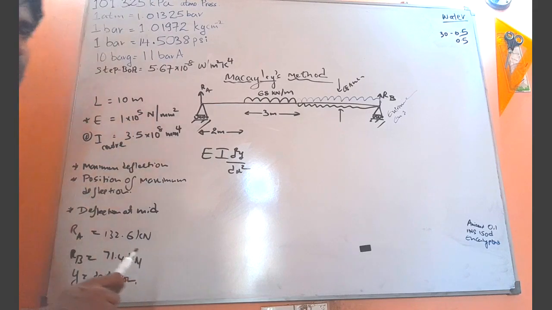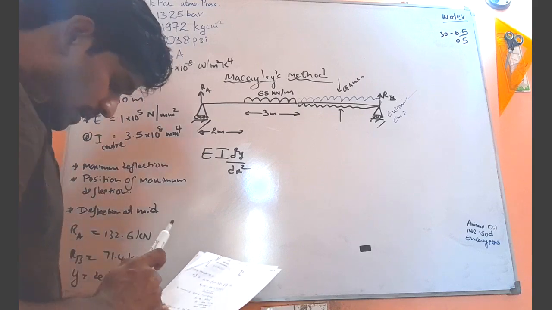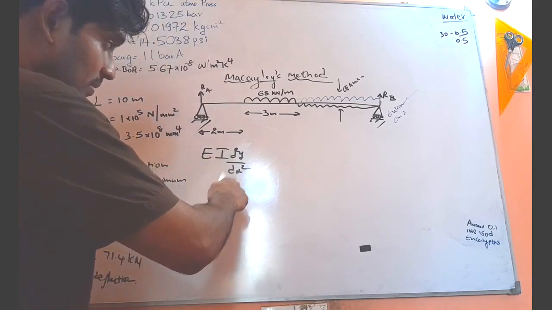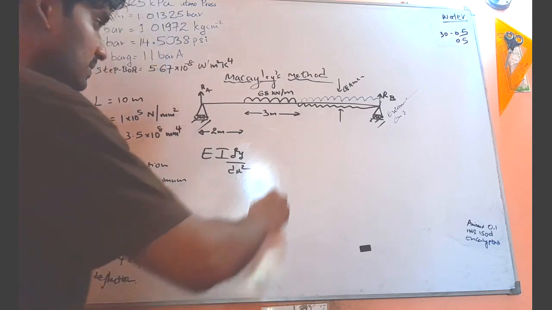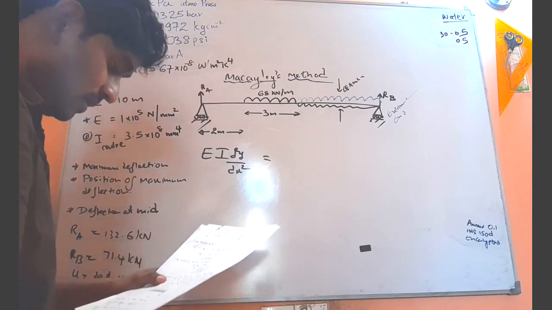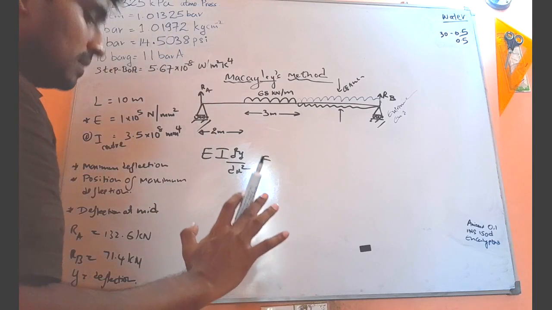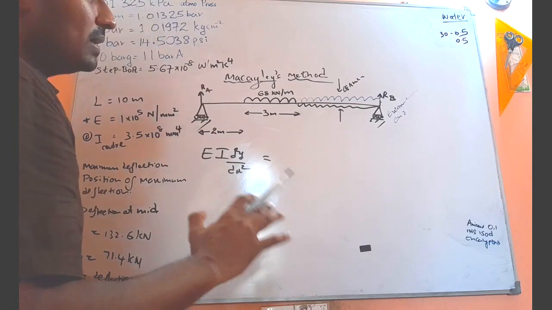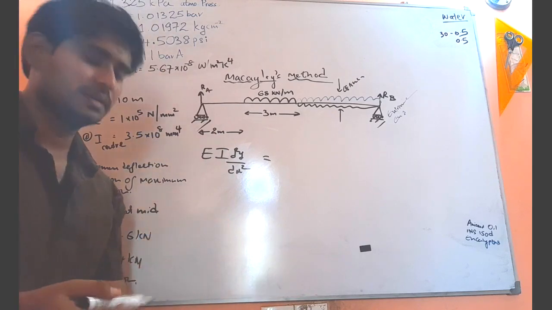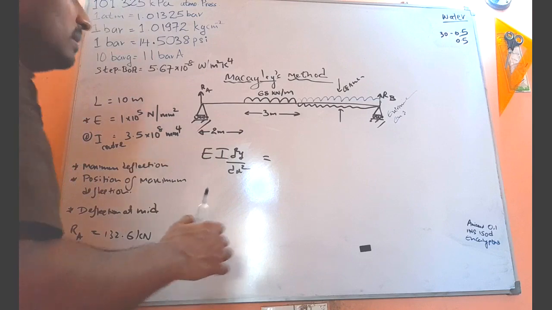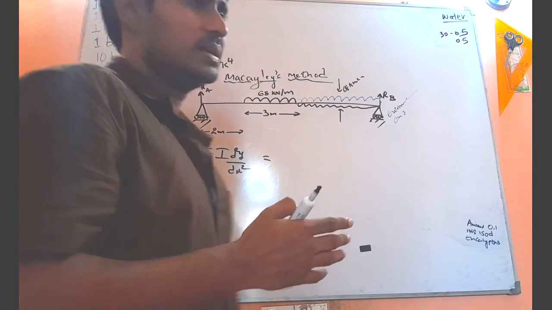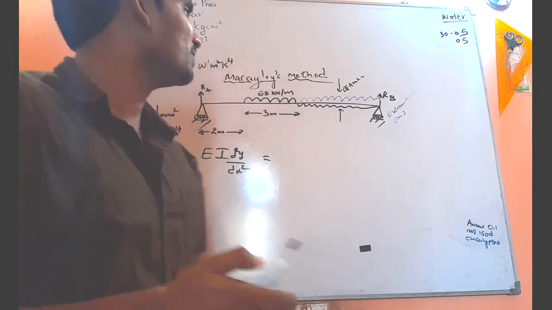So now this is how you must start. EI times d2y over dx2 equals the moment about a certain section. So now we have to cut the section, the same thing that we have already done for the bending moment diagrams. So now we are going to select a section.